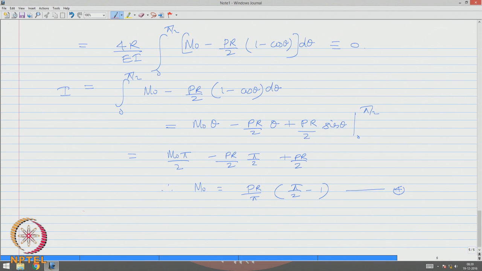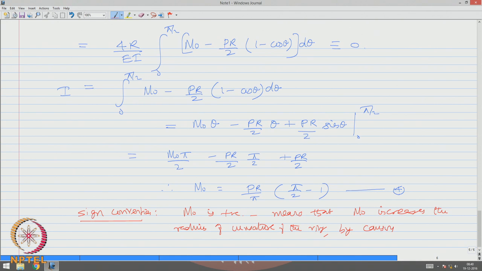It is very important to see the sign convention here. The sign convention in the above statement is M0 is considered to be positive, which means that M0 increases the radius of curvature of the ring by causing tensile stresses inside and compression outside. So, that is very important.